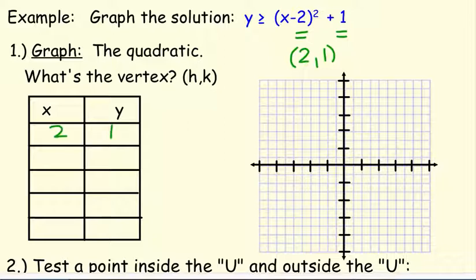So we're going to put that in our XY chart. I'm going to go ahead and graph that. I'm going to go on the x-axis by 2 and on the y-axis by 2. So this is 1, 2, and then up 1. So my point is over 2, up 1. Now I'm going to pick 1 to the right and 1 to the left. So I'm going to pick right 1, which is 3, left 1, which is 1.